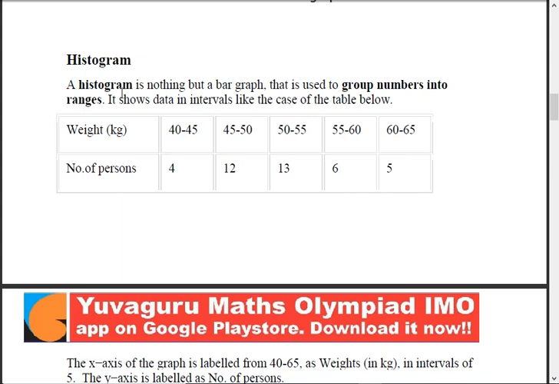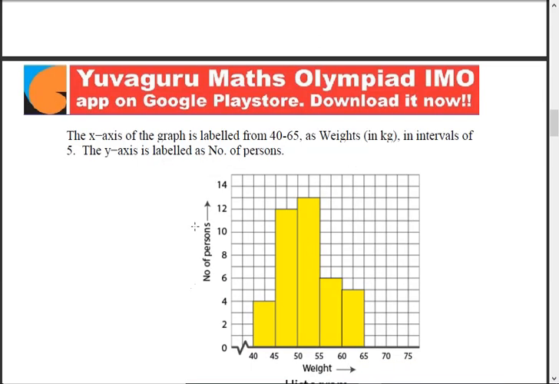What is a histogram? It is similar to a bar graph, but with only a slight difference. A histogram is nothing but a bar graph that is used to group numbers into ranges. It shows data in intervals like in the case of the table below. See this. What is the difference you are seeing between this histogram and the bar graph we showed earlier? They were separated. Here these are all stuck to each other, right? So that is the only difference. In histograms, all the categories are stuck to each other.